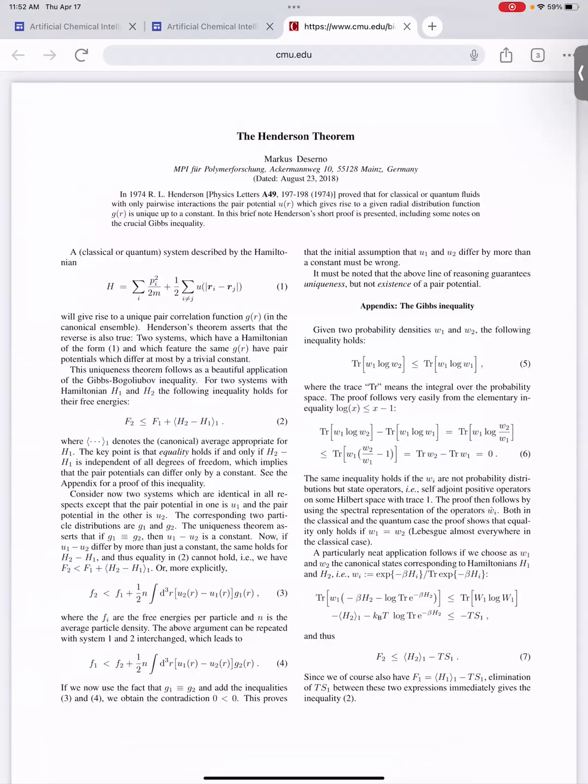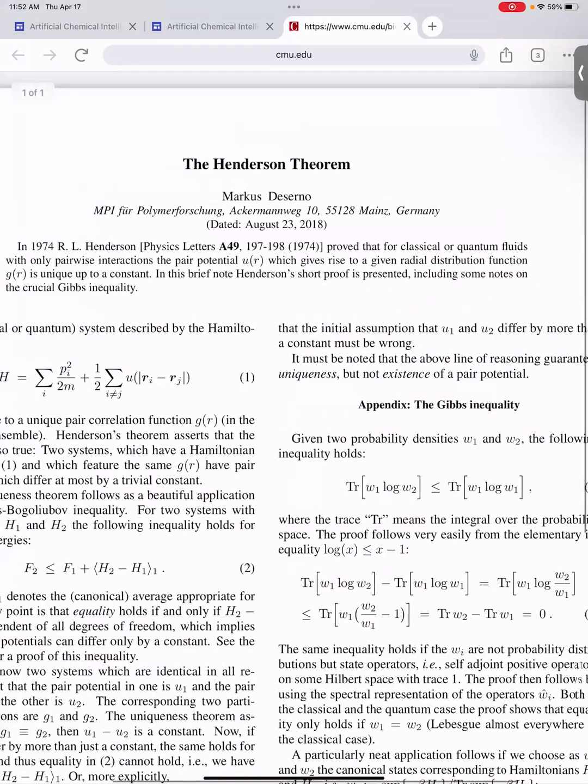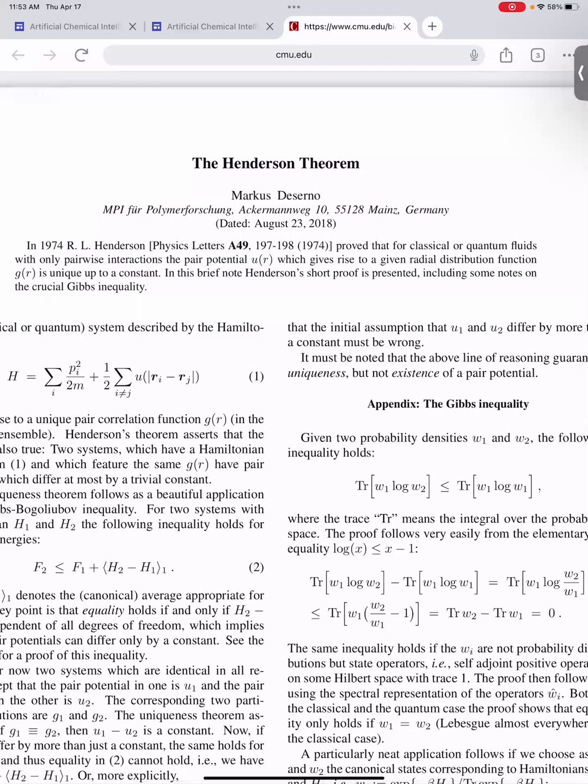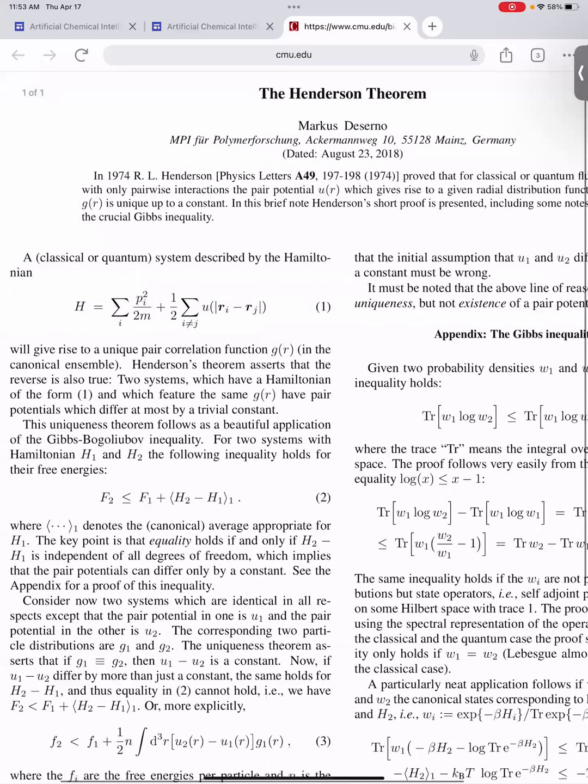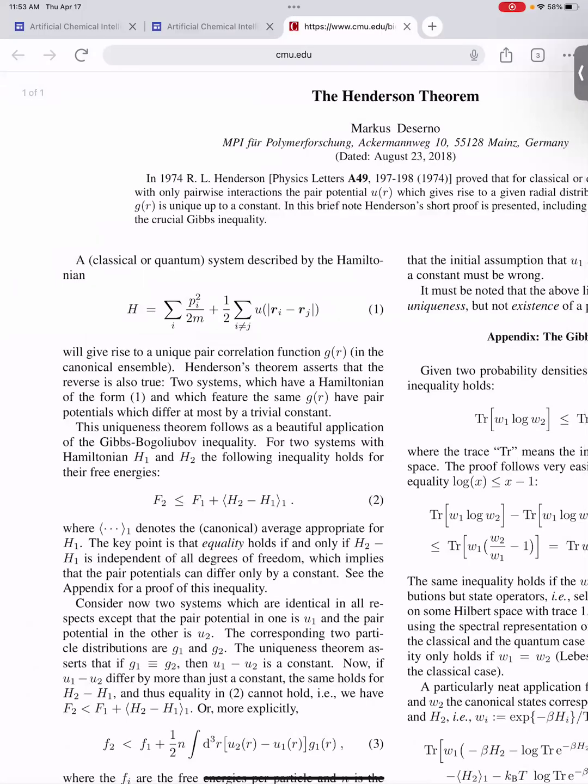So in 1974, R.L. Henderson proved that for classical or quantum fluids with only pairwise interaction, the pair potential U of R, which gives rise to a given radial distribution function G of R, is unique up to a constant. It's kind of amazing. And it uses this Gibbs-Bogoliubov inequality. Some people also call it the Feynman-Gibbs-Bogoliubov inequality. We will be doing Ising model later, and this is how we solve Ising model. It's also related to mean field theory and things like that. And so I recommend working through it. The proof is quite elegant.